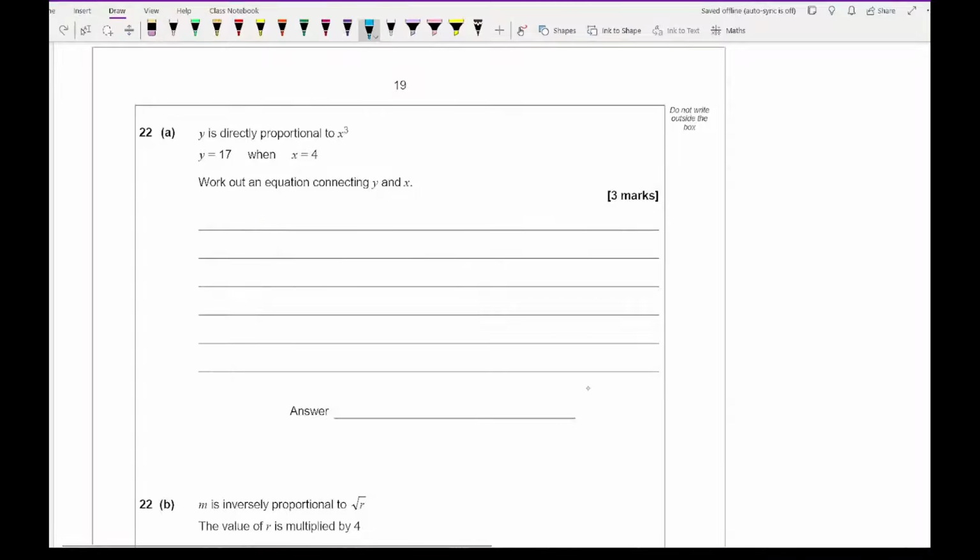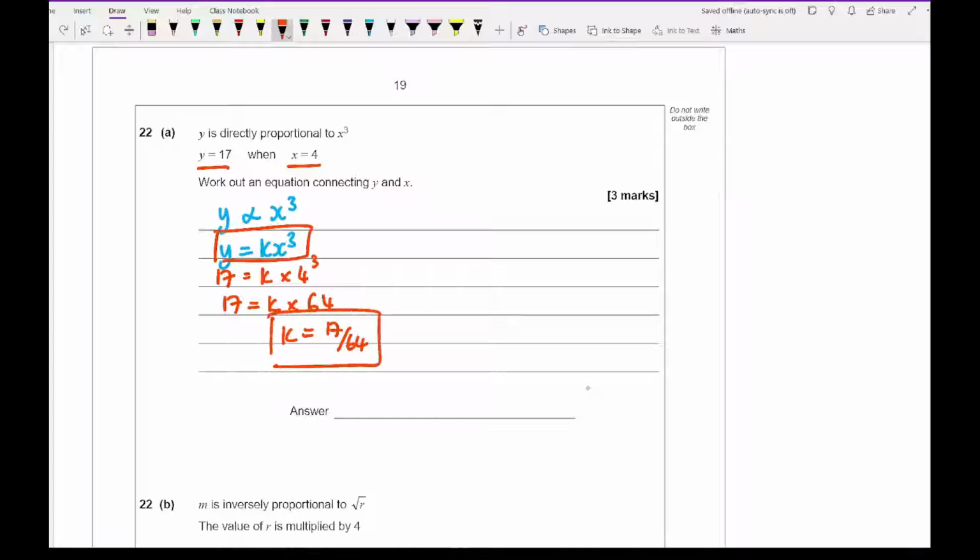So what we've got is y is directly proportional to x cubed. So we replace the proportional symbol with equals k. And then we substitute our two numbers in to find out what k is. So here we've got 17 equals k times 4 cubed. So then 17 equals k times 64. So k equals 17 over 64. So the formula then, using this, is going to be y equals 17x cubed over 64.